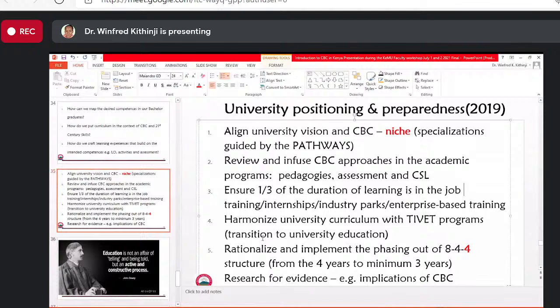The DVC talked about the transitioning of students who have done diplomas to degrees. So how do we harmonize our programs with TVET? This has already been introduced, so they'll be coming over for our degree program soon. So how do we harmonize that?